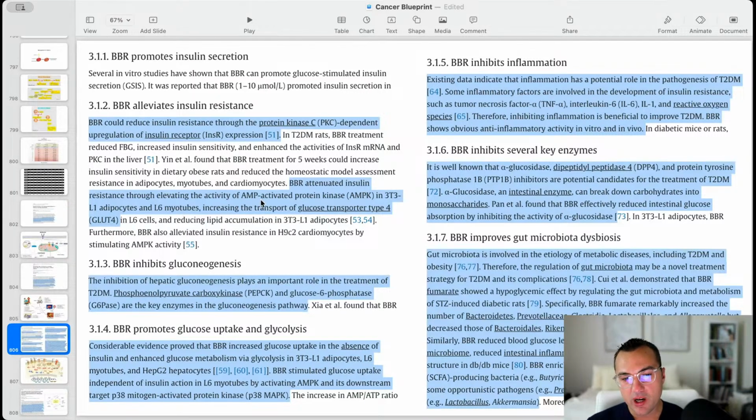So one of the benefits of activating AMPK, one of the many benefits, is that it will upregulate these GLUT4 transporters and allow more blood sugar to get into the cells and out of the bloodstream, where it's wreaking havoc and raising insulin further. Berberine inhibits gluconeogenesis, the inhibition of hepatic gluconeogenesis, or the creation of blood glucose.